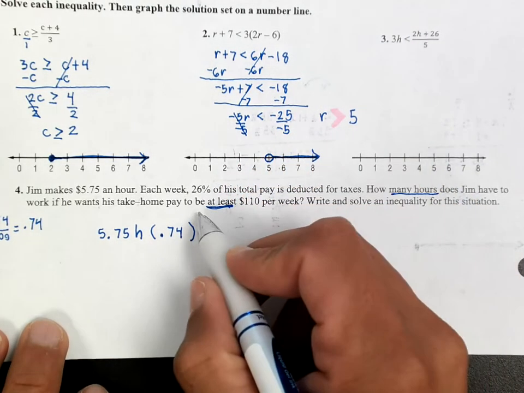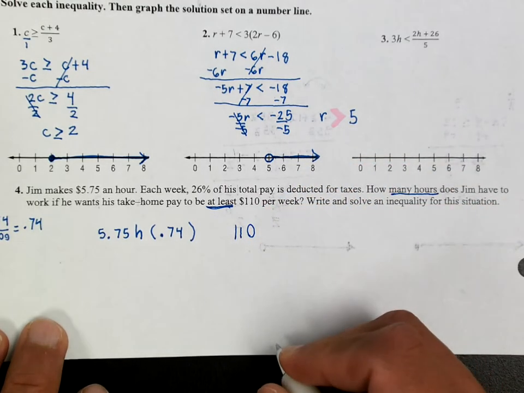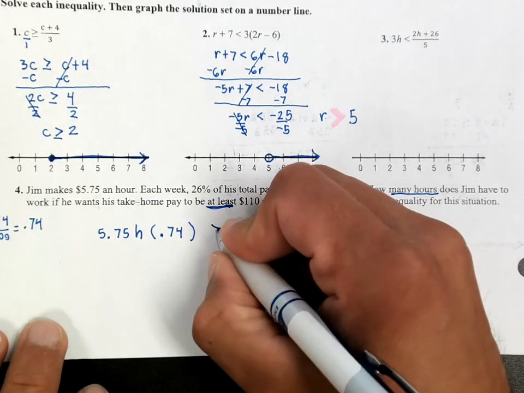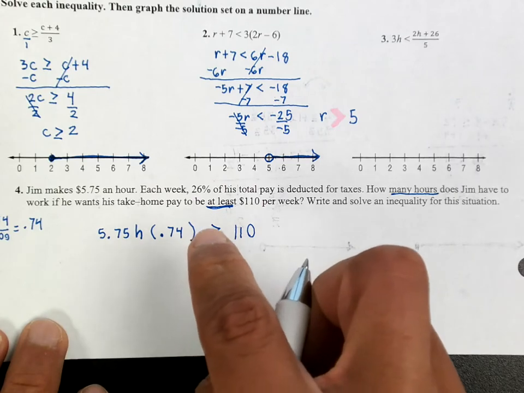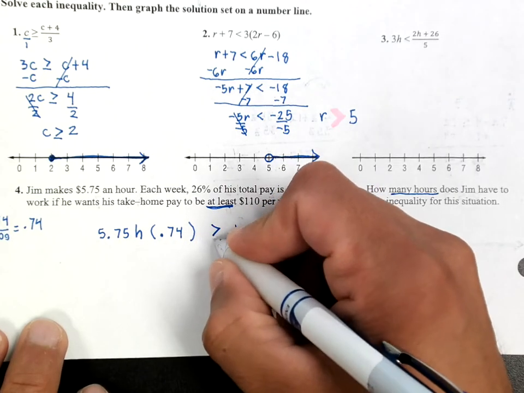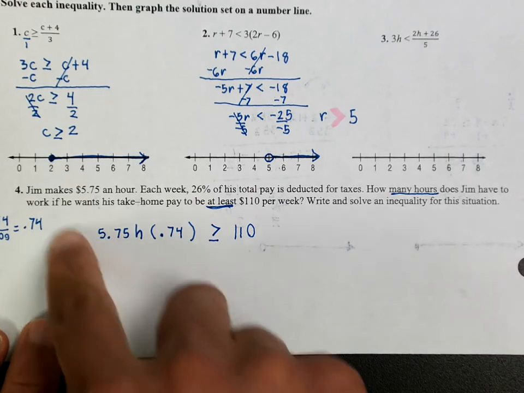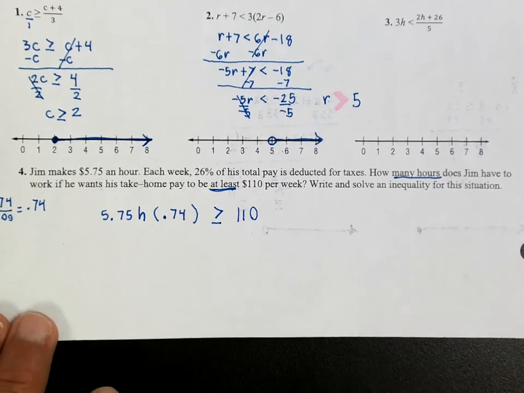And now it says that I want that pay to be at least 110. So that seems to be trouble for some people. If it says at least, that means that I want this quantity over here, which is what is getting paid, to be greater than or equal to 110. Alright, so at least means that this quantity right here has to be greater than or equal to. Right, after that it becomes a simpler problem.